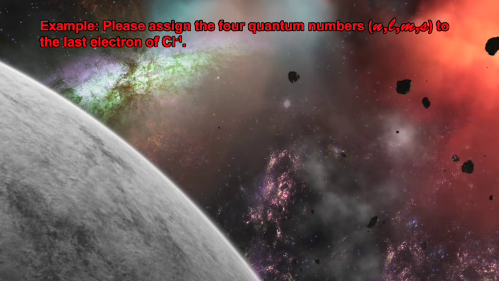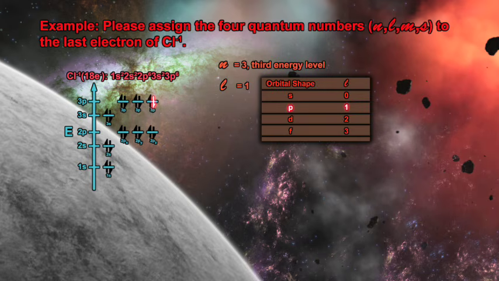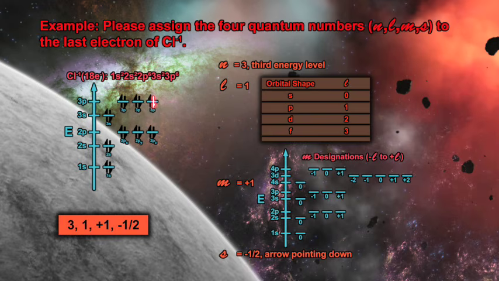In the next example, we are asked to assign the 4 quantum numbers to the last electron of a chloride anion. From the electron configuration diagram, we see that we need to fully describe the last 3p electron. The electron is in the 3rd energy level, thus n is 3. It occupies a p orbital, thus L is 1. M is +1, and the electron is pointing down, therefore it is -1/2. Thus, the 4 quantum numbers are 3, 1, +1, and -1/2.